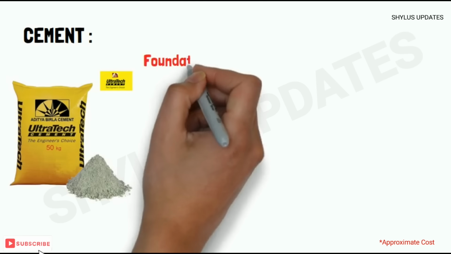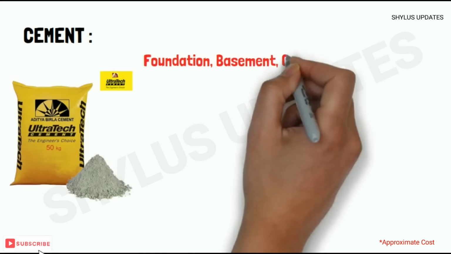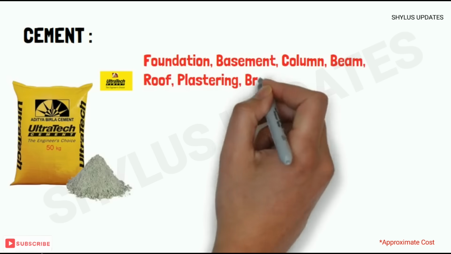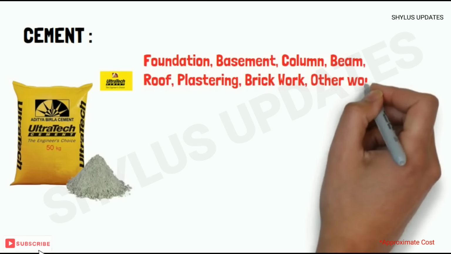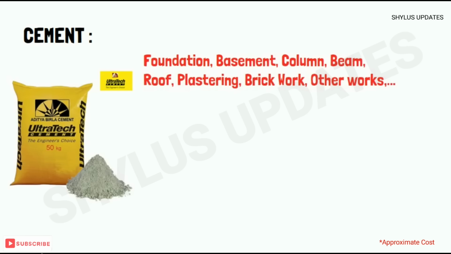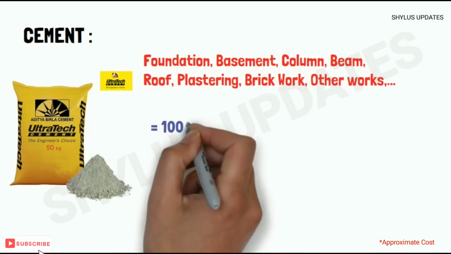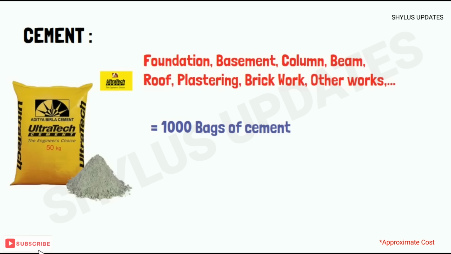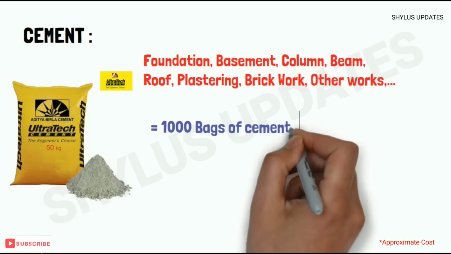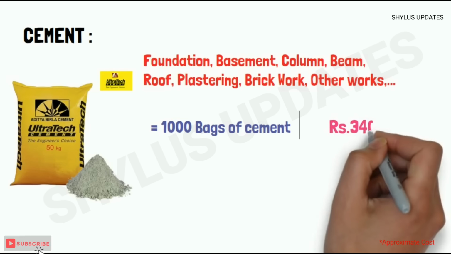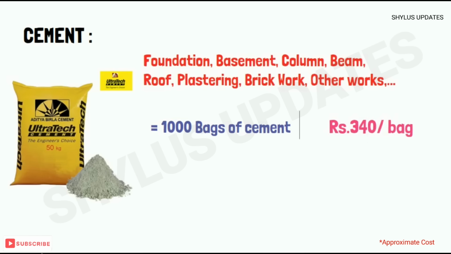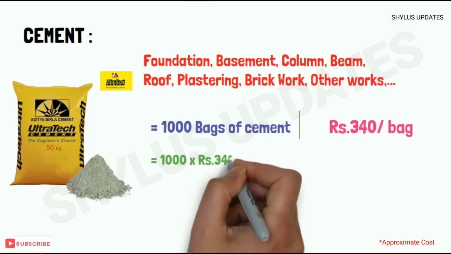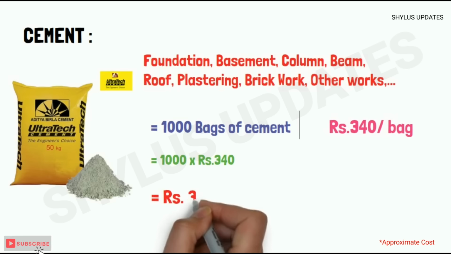Cements are used in foundation, basement, column, beam, roof, plastering, brickwork, and other works. For a 2000 square feet house, 1000 bags of cement are required. The current market rate of a cement bag is rupees 340 per bag. When you multiply 1000 into rupees 340, you get rupees 3,40,000.